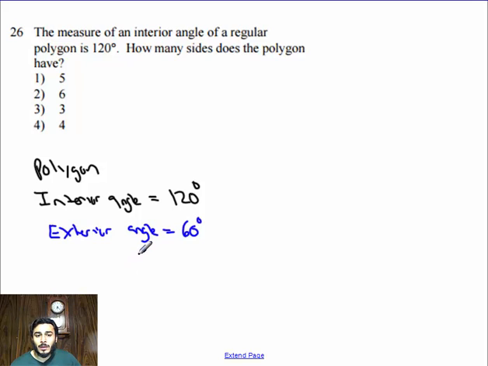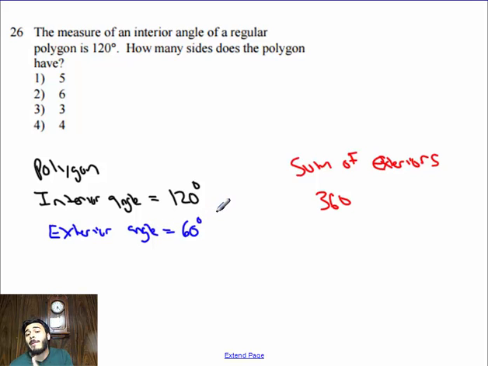All right, now, the sum of the exterior angles for any polygon is 360. For this polygon, one of them measures 60. So if I want to know how many sides this polygon has, what I have to do is take 360 and divide it by 60.